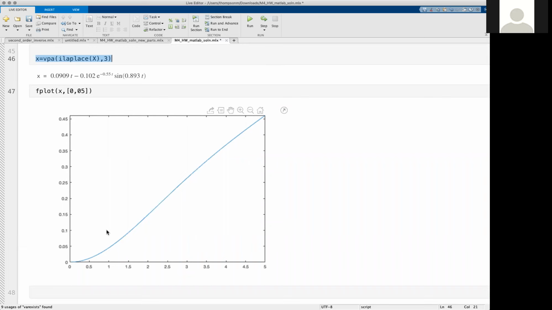Okay, so take a look at this, what I've done here, and apply it to the Module 4 homework that I would like you to turn in. I'd like you to turn in the Live Editor file for this assignment.